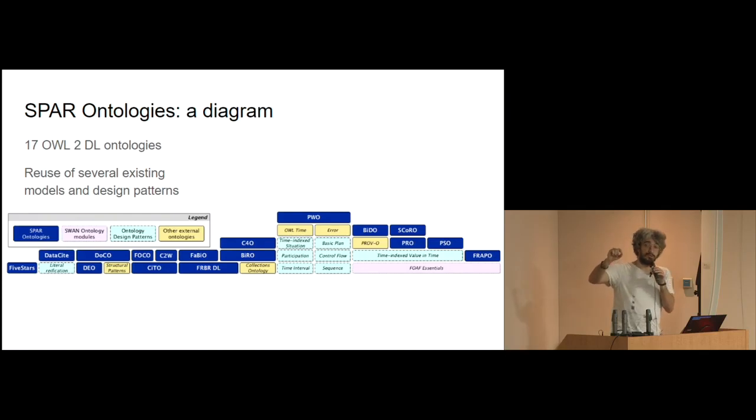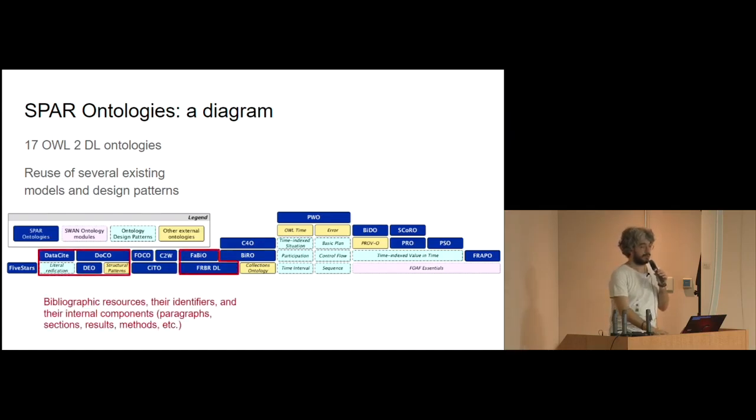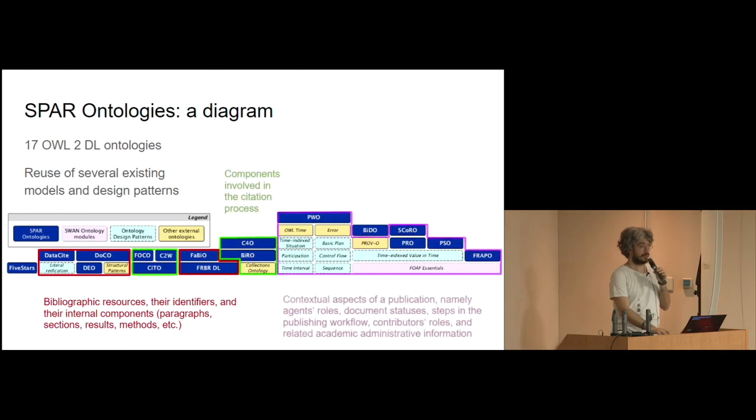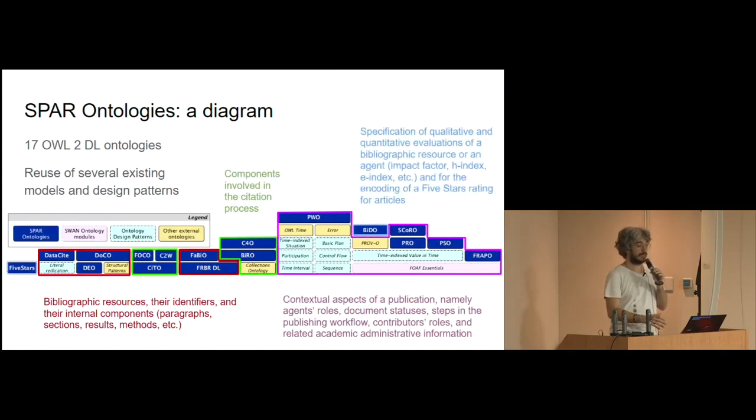This is a diagram describing these models that I've just introduced to you. These SPAR Ontologies are the dark blue boxes in the diagram, and they basically allow you to describe several aspects of the publishing domain. In particular, the ones that I highlighted in green are devoted to the description of citations and all the other concepts that are around citations in scholarly documents.